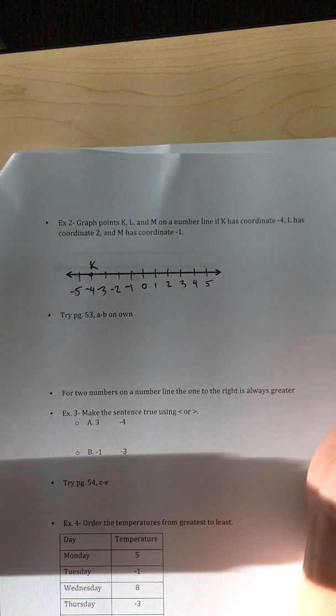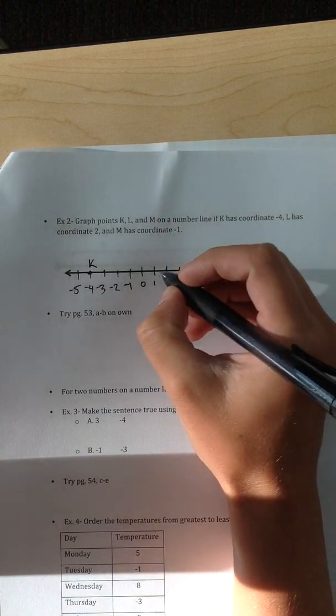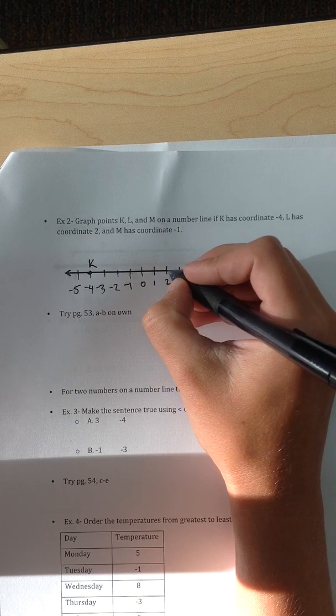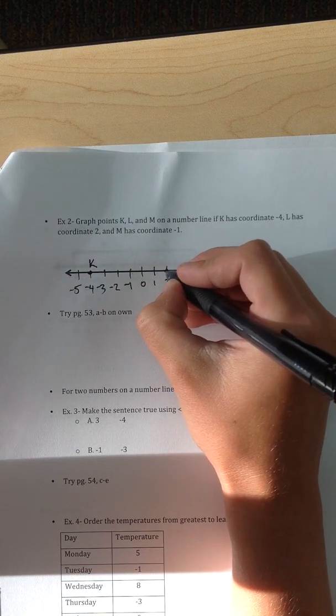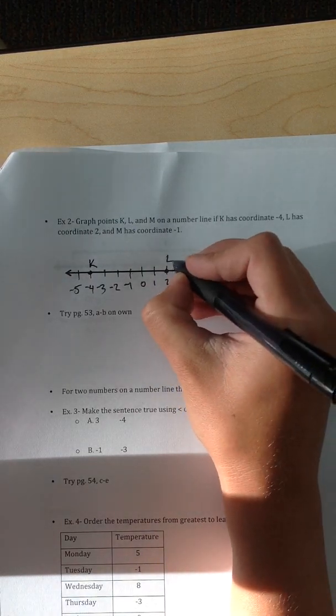Next one there, we've got L has a coordinate of 2. So we're going to go to 2 on the number line, which is 2 spaces right of 0. Stick a point, and we're going to label that one L.